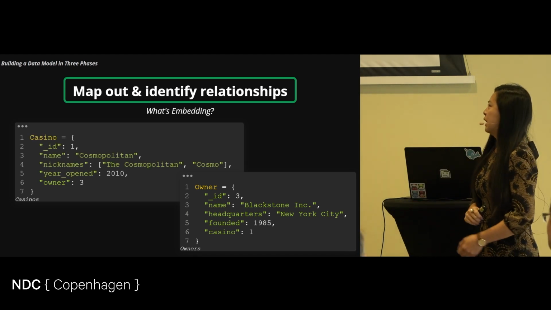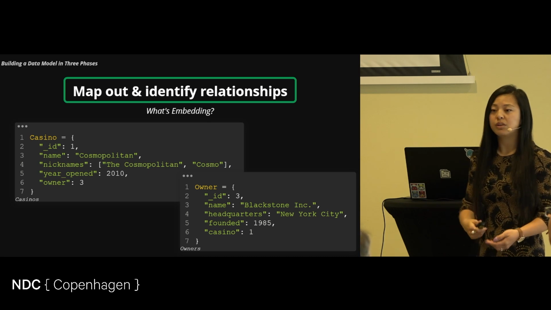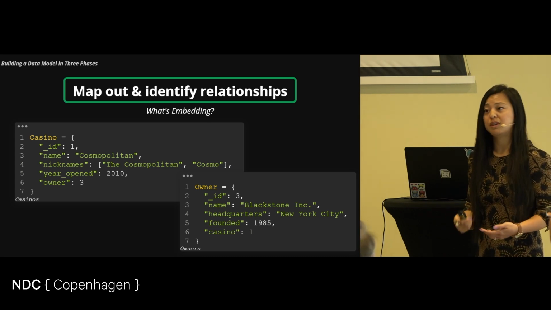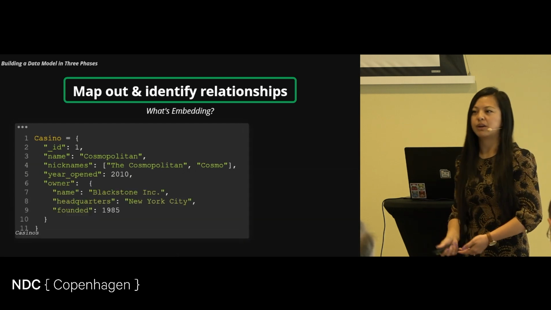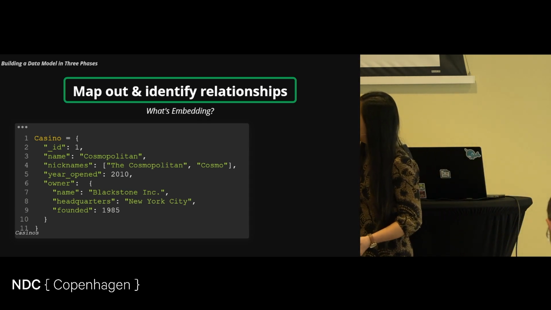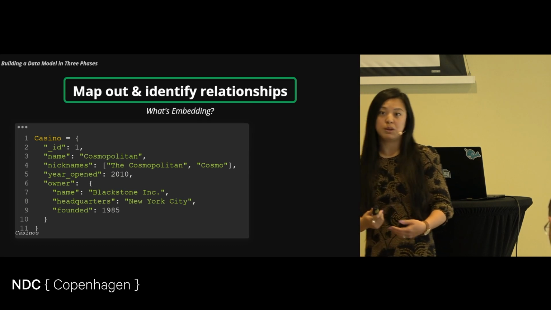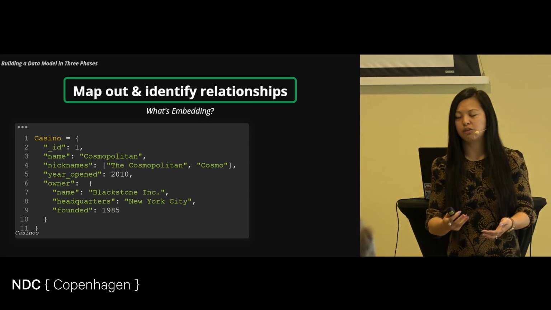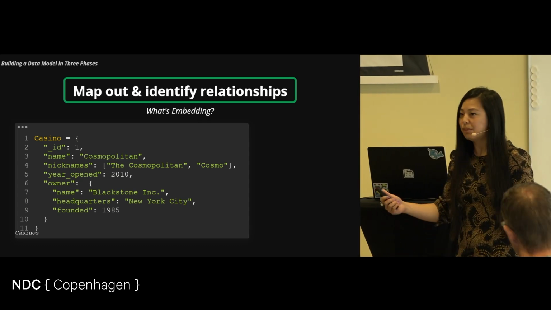Embedding, on the other hand, is just taking the most important information, or the information that we usually query together, and embedding it into the parent document. So let's say when we were querying for casinos, we find that we're always looking for the name of the owner, the headquarters, and the year that it was founded. It would be a good start to take that information and put it into the parent document. And that's embedding.